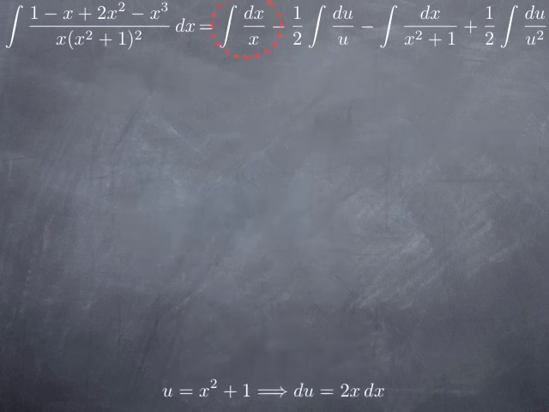So for the integral of dx over x, we get just natural log of absolute value of x. Here we're going to get −1/2 natural log of absolute value of u. For this fraction, we can use our formula with the arctangent. Here, this is really just arctangent of x. And for this last term, we have the integral of u to the −2. So we get u to the −1 over −1. In other words, −1 over u, that we multiply by 1/2, it's going to give us −1 over 2u.